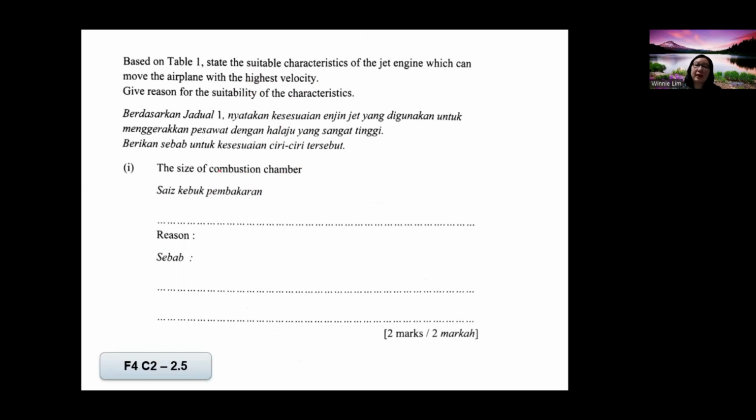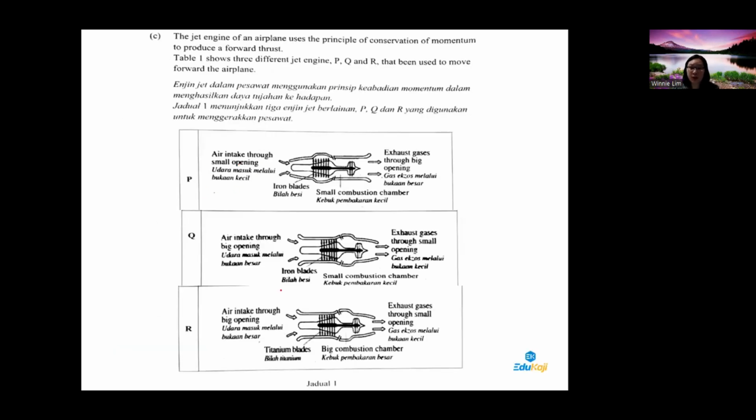Of course, normally at the end, they will ask you to choose which is the best jet engine. So together we have P, Q, R. Then we look at the size of the chamber first. They have small and big. So do you want a big or small combustion chamber? You want it to be faster. Of course, you need big, right? Why would you need a small combustion chamber? So basically, you already have the choice, because these two are out.